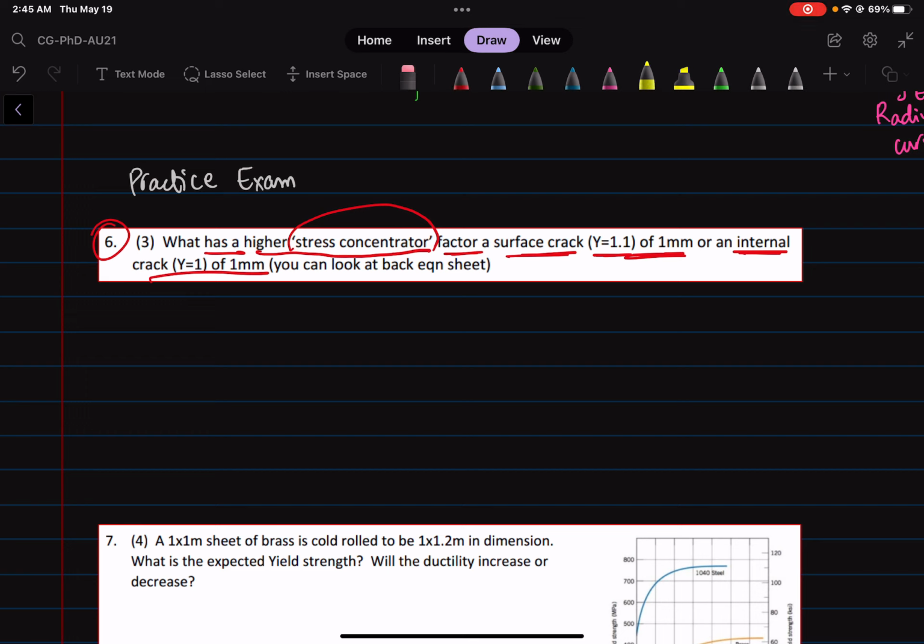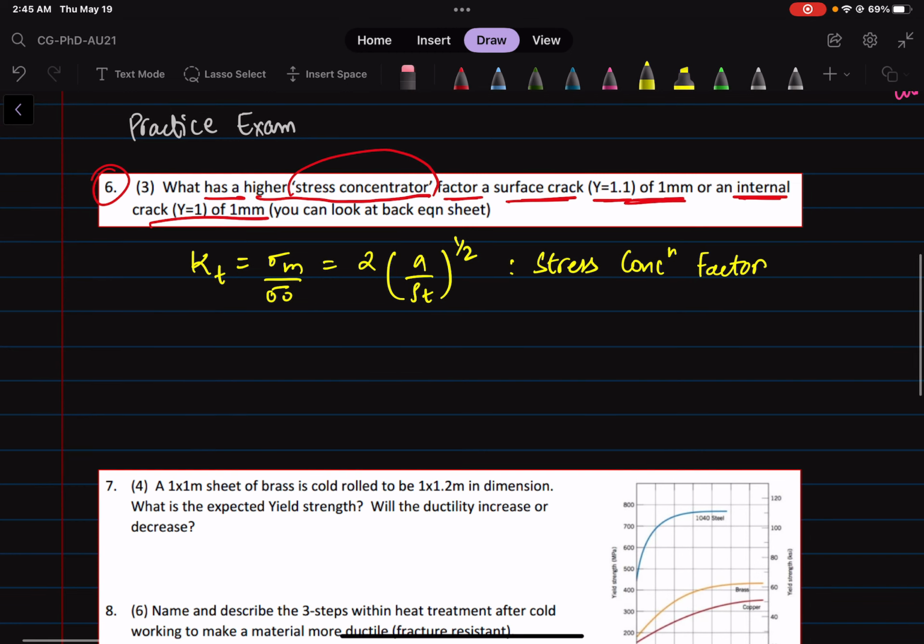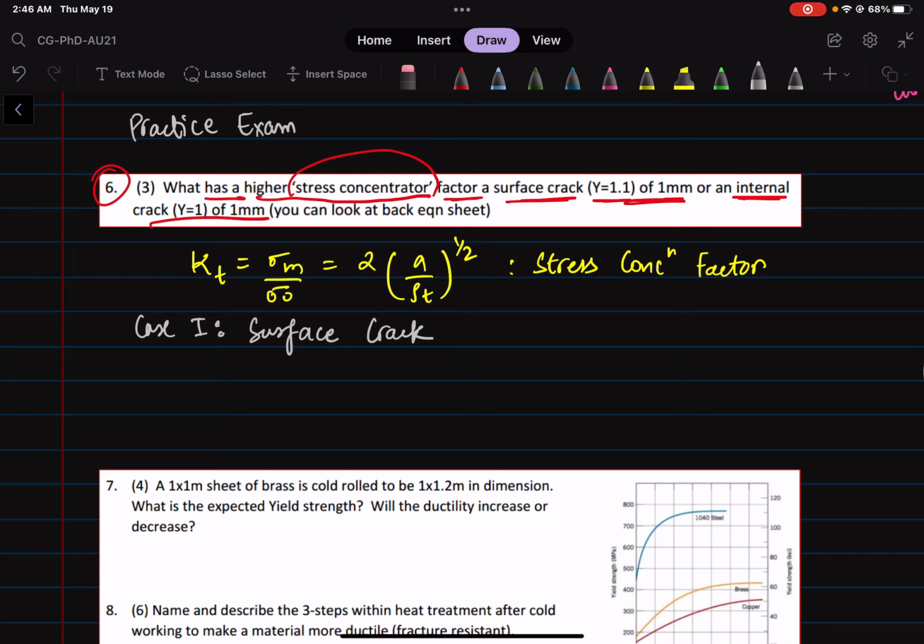When you look at the equation sheet, you can look at the formula K subscript t, which is equal to sigma m over sigma naught, which is nothing but 2 times the square root of a over rho t. This is again the stress concentration factor. Now let's write two different cases, right? Case 1 where it's a surface crack, and then case 2 where you have an internal crack.